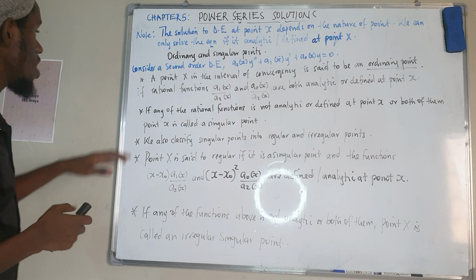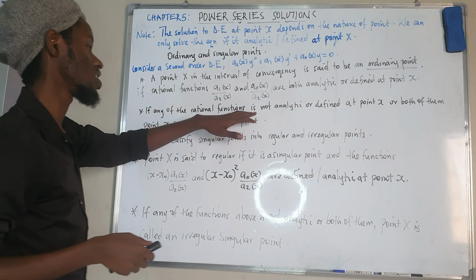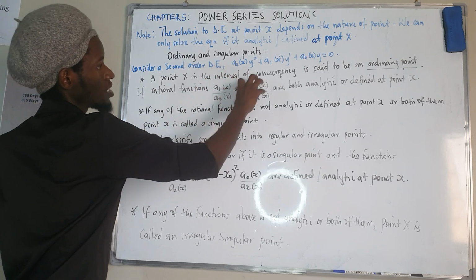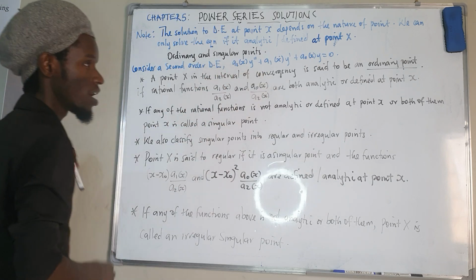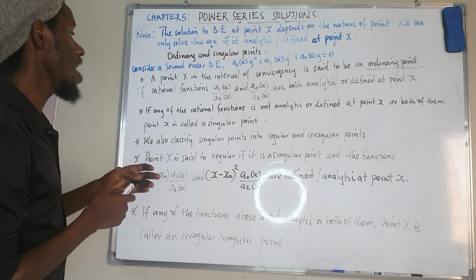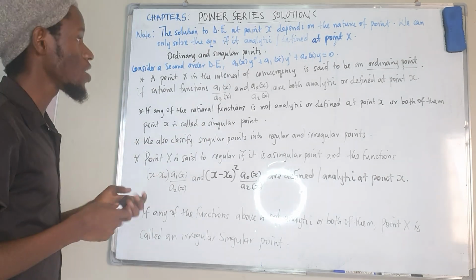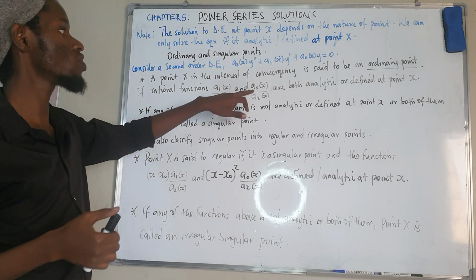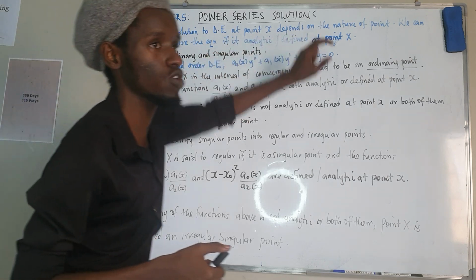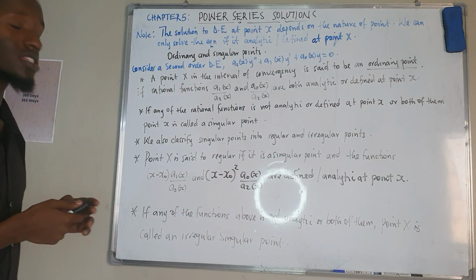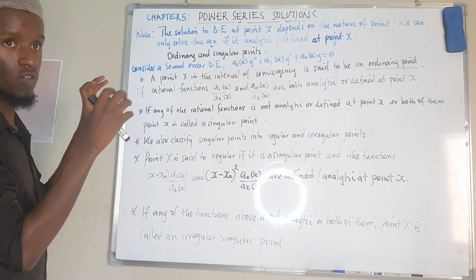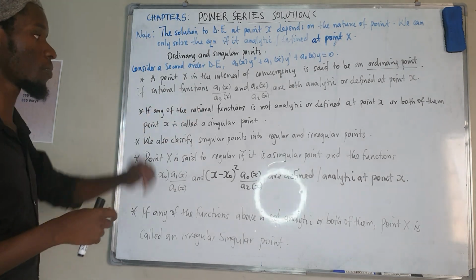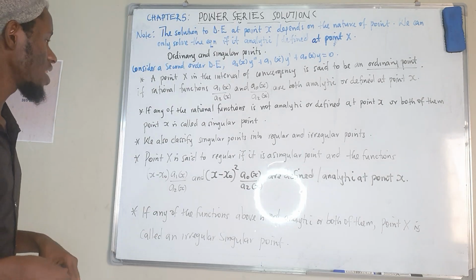Likewise, if any of these rational functions is not analytic at the point x, as in if this rational function is not defined at the point x, any one of them or both of them, that point x is called a singular point. I come again: if I obtain my rational functions a1(x) over a2(x) and a0(x) over a2(x) from this differential equation, the points that will make those functions undefined are what we call our singular points.